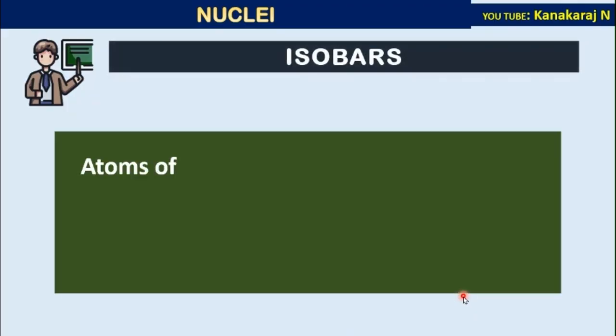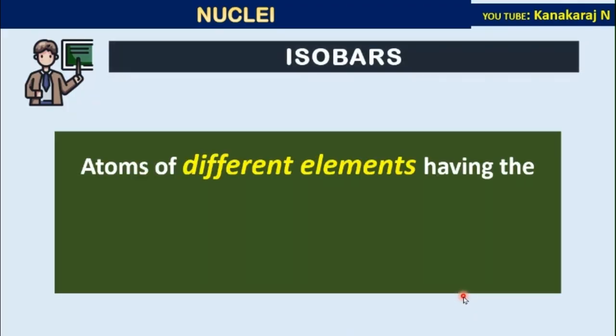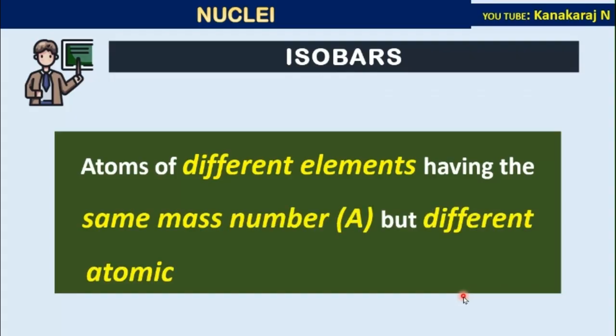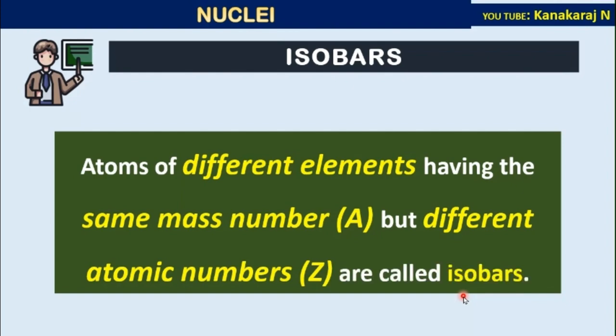Isobars. Atoms of different elements having the same mass number A but different atomic numbers Z are called isobars.